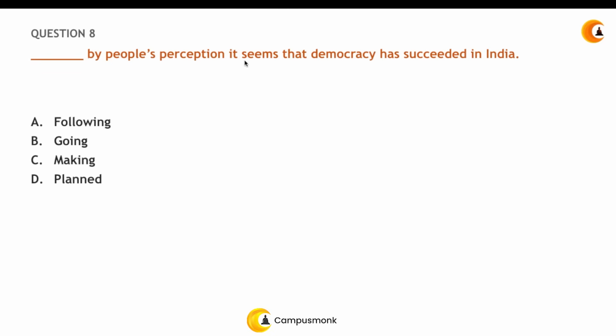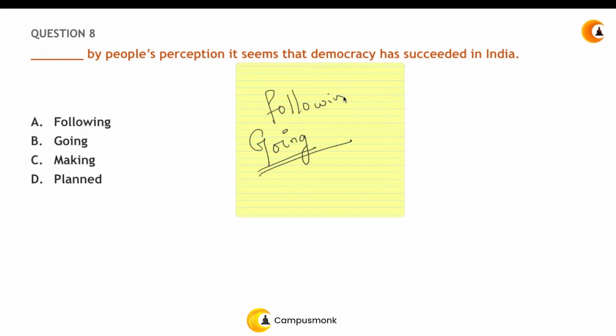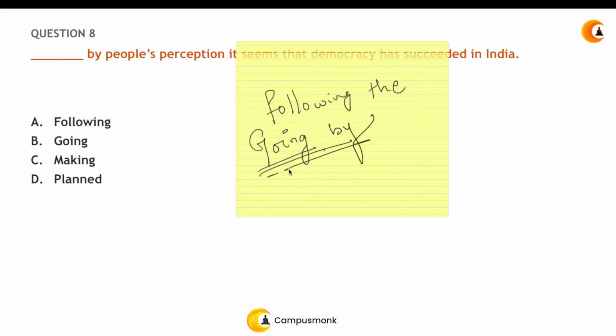Dash by people's perception, it seems that democracy has succeeded in India. It's simple, right? Going by the people's perception. Why going? Why not following? Because remember, following comes by the word the. Going goes by the word by. Okay, this is by normal English. Following is followed by the, going is followed by by. So it's a general English grammar. Okay, so going by the people's perception.